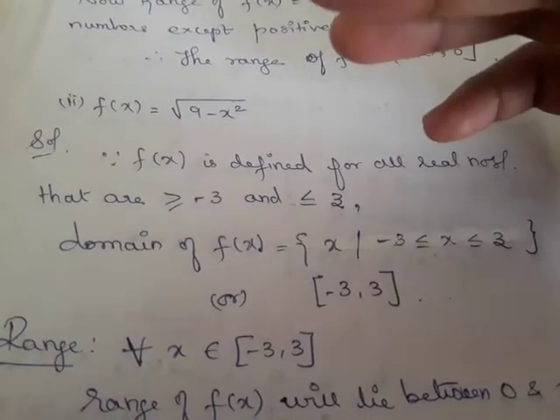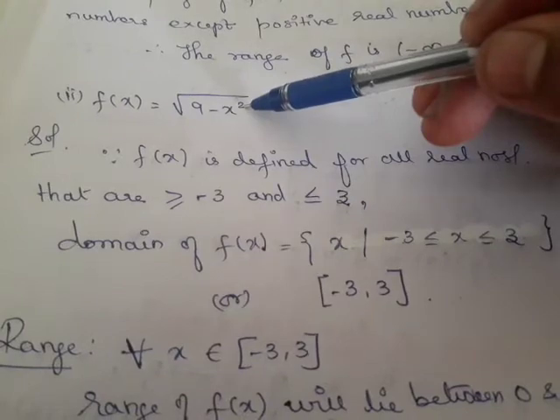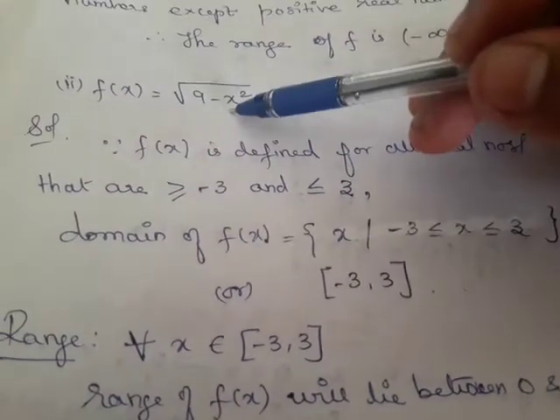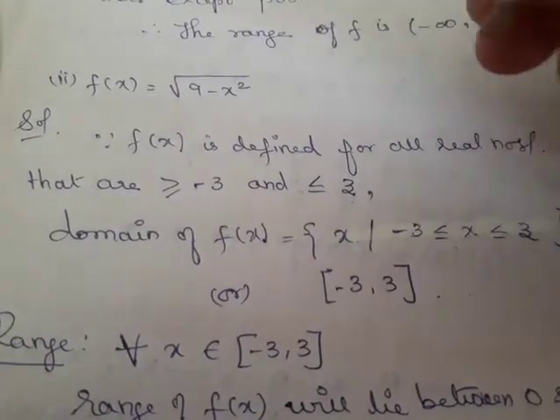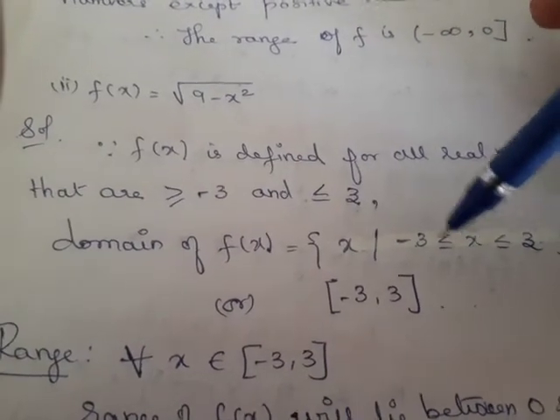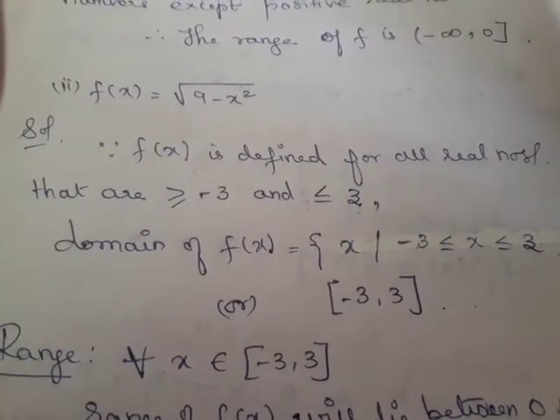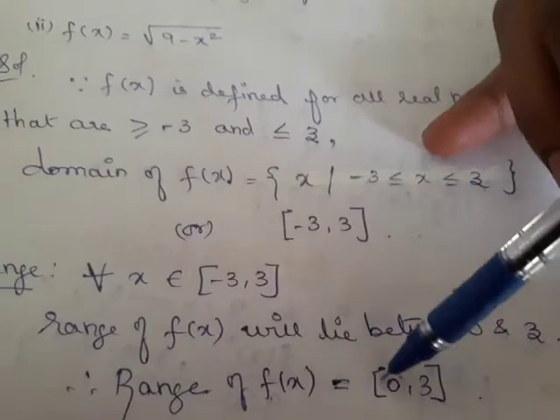On this side, maximum value minus 3. If I put minus 3, what will happen? Minus 3 the whole square is again 9. 9 minus 9, I will get 0. Right? So when I substitute the maximum value in the domain, I am getting the answer to be 0. So it is closed at 0.